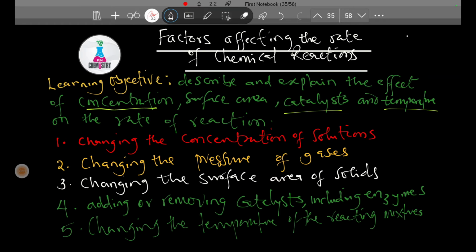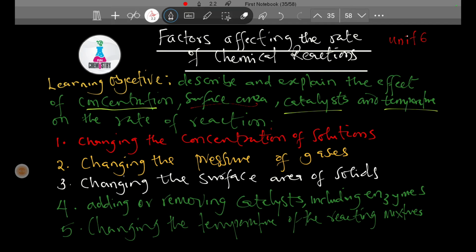This is a continuation of Unit 6 of the IGCSE syllabus, and today we want to consider factors affecting the rate of chemical reactions. In the syllabus, the learning objective is that you should be able to describe and explain the effect of concentration, surface area, catalyst, and temperature on the rate of chemical reaction.